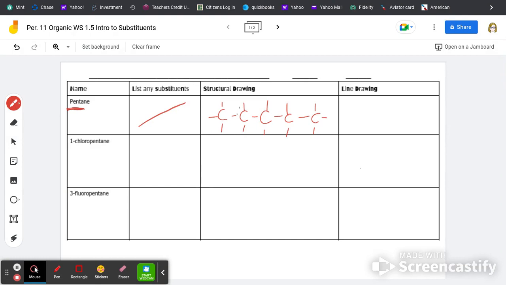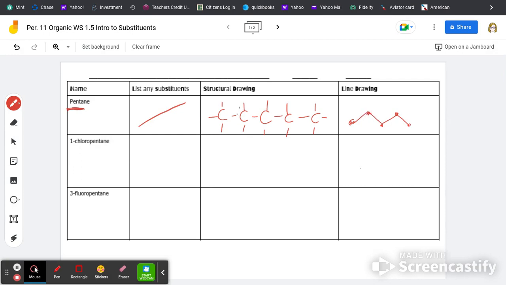And for your line drawing, you're just going to make a zigzag with 5 dots. So 1, 2, 3, 4, 5. And it's not making my dots very well, but that'll do.